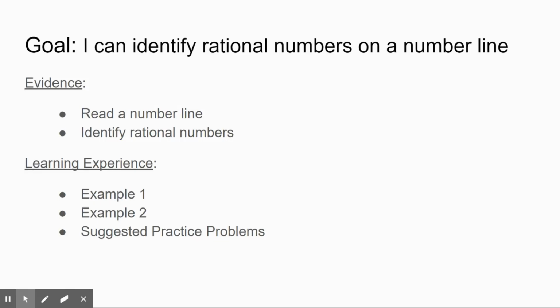We're going to continue working on rational numbers and number lines. This time we're going to identify rational numbers on a number line. So you already have a point somewhere, and you have to figure out what it is. Evidence-wise, we're going to figure out how to read a number line, and then we'll move into identifying rational numbers. Learning experience-wise, we've got 2 examples, and then you'll have a few problems to try on your own.